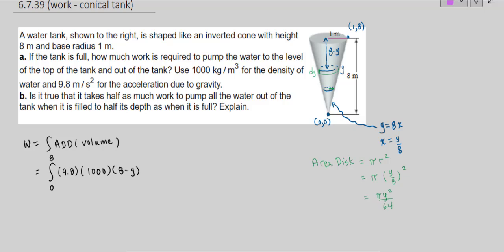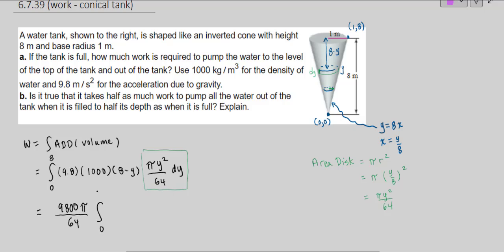Now we want volume of the slice, so we're going to take this cross-sectional area, and if we multiply it by dy, we now have volume. So this is volume. Now we just have to do the math here. So we are going to pull the 9800 out to the front. We'll pull the pi out to the front. We'll pull the 64 out. So let's see, we're going to have 9800 in the numerator, a pi in the numerator. Denominator, we have a 64.